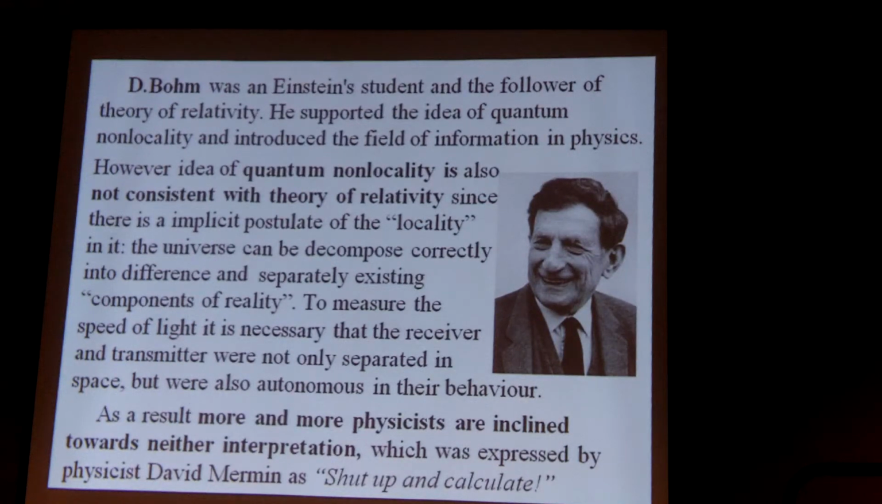David Bohm was an Einstein student and a follower of the theory of relativity. He supported the idea of quantum non-locality and introduced the field of information physics. However, the idea of quantum non-locality is also inconsistent with the theory of relativity, since there is an implicit postulate of locality in it. The universe can be decomposed correctly into different and separately existing components of reality. To measure the speed of light, it is necessary that the receiver and transmitter will not only be separate in space, but also autonomous in their behavior. As a result, more and more physicists are inclined toward the interpretation expressed by physicist David Mermin as "shut up and calculate."